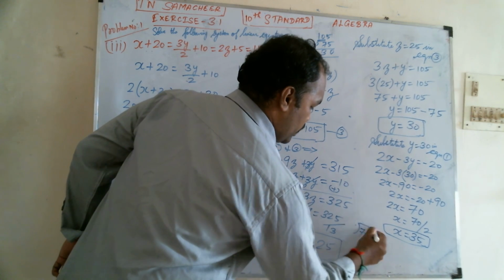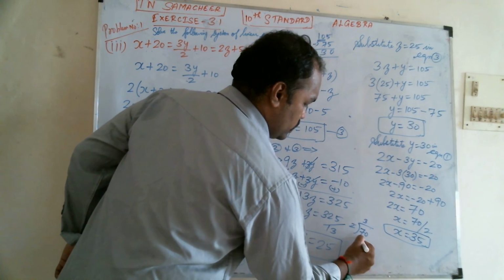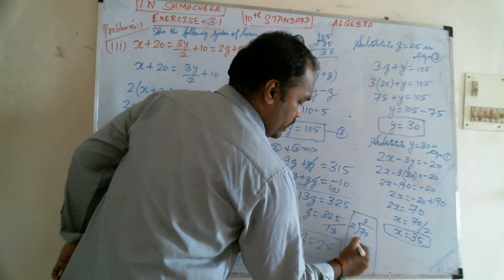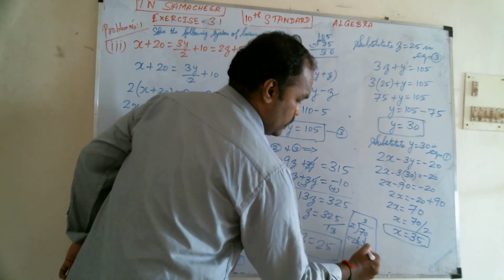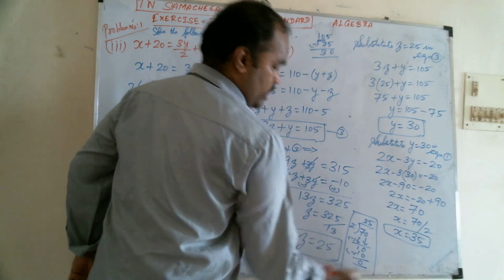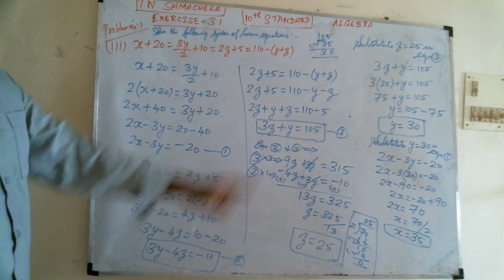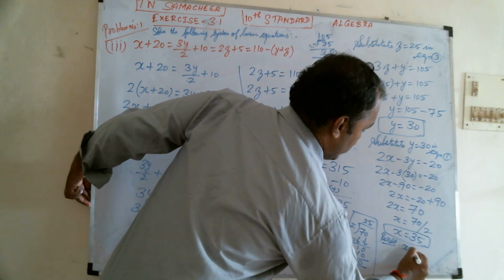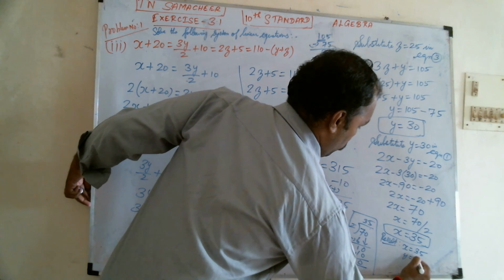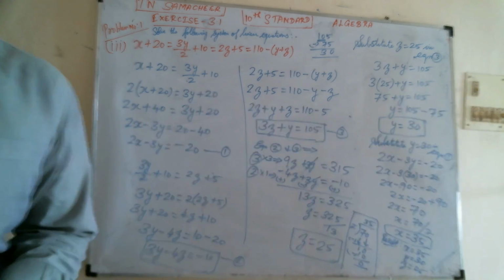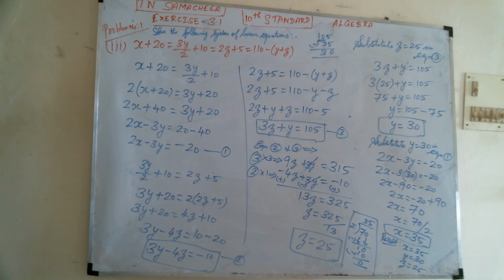How? 70 divided by 2. 3 2s are 6. This is rough column. 7 minus 6, 1. Now next one is 5 2s are 10. 10 minus 10, 0. So the result is x equal to 35, y equal to 30, z equal to 25. So this is the answer. That's all about this problem.